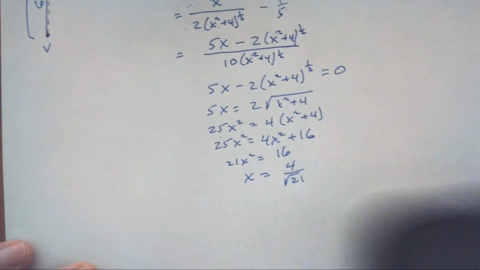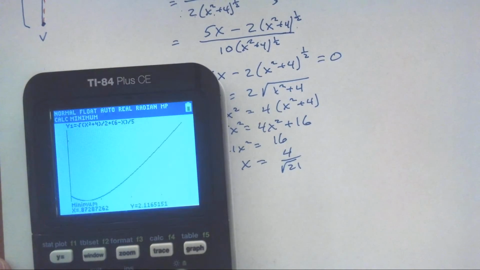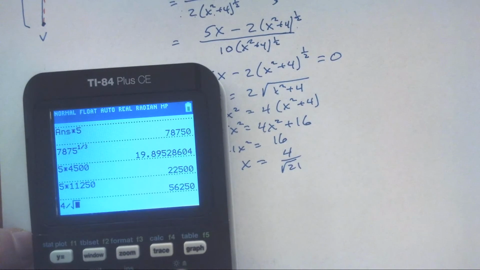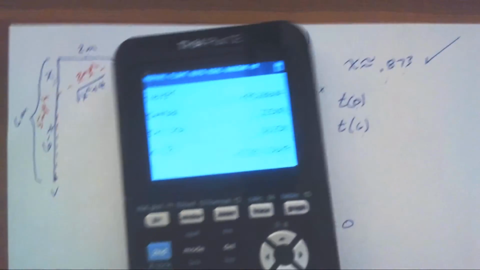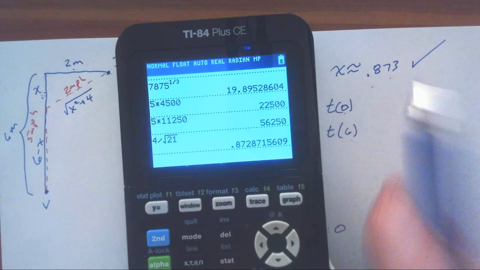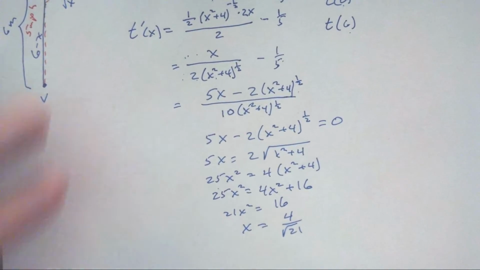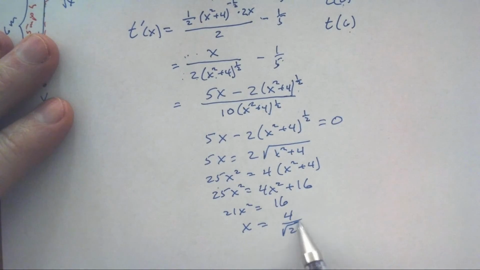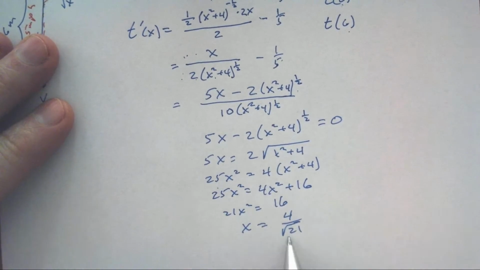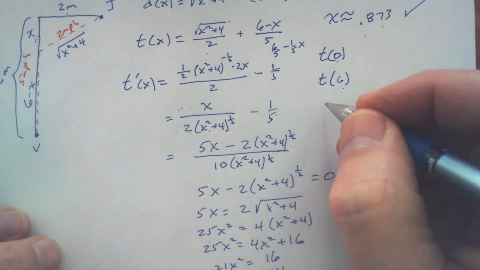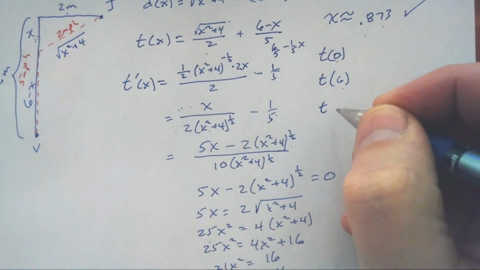Could we have it? Let's take a look. 4 divided by the square root of 21, please, please, please, 0.873. There we go. That's encouraging. Okay, so at 0.873, 4 on root 21, that's our choice exactly rounded. So this would be time.